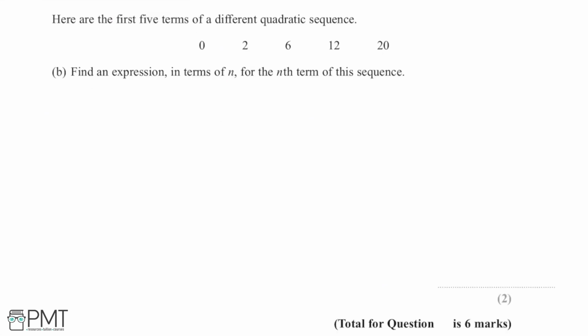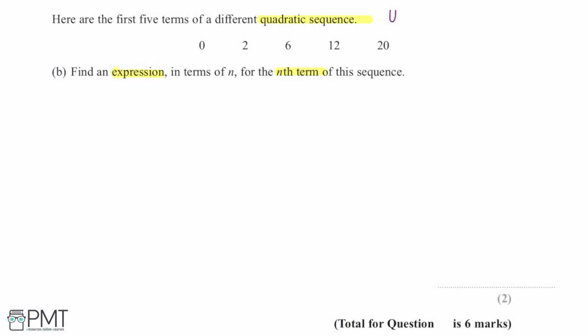So now in this part of the question, we are given the first 5 terms of a different quadratic sequence, and the terms are 0, 2, 6, 12 and 20, and we're asked to find an expression in terms of n for the nth term of this sequence. So again, we're told that this sequence is also a quadratic sequence, so for the nth term we could just write out a general form just so we have a general idea of what we're looking for.